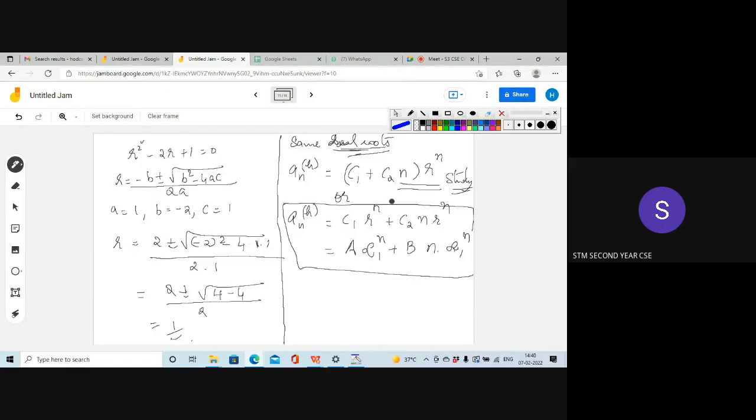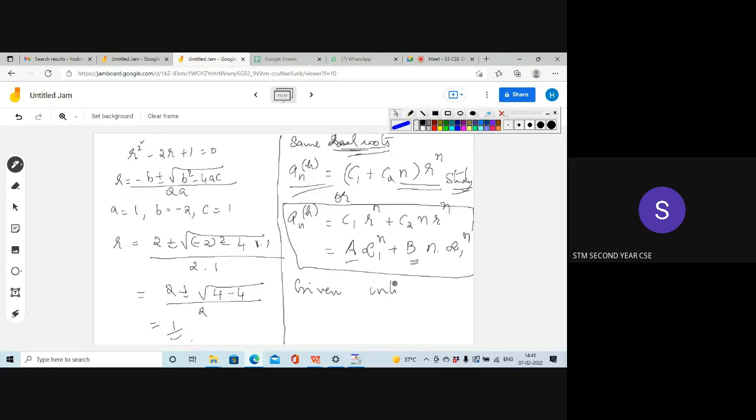Okay. In the notes, I had taken it as A and B. Instead of C1, C2, I had given it as A and B. And instead of r, I had written alpha. Alpha 1 raised to n. Because you have same root, you have alpha 1 raised to n on both terms. So anyway, let us take this one. a_n of h is equal to C1 plus C2n into r raised to n. Okay. So now the given initial conditions.